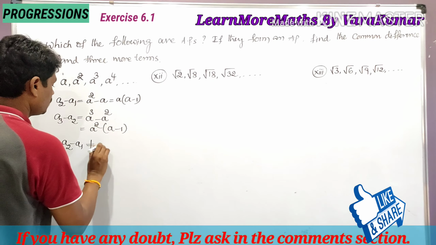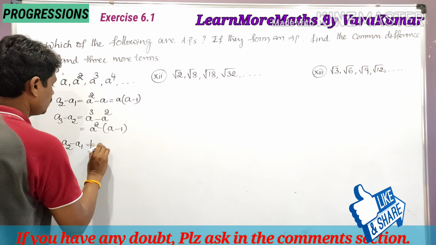So here a2 minus a1 is root 2. Next, a3 minus a2 is equal to root 18 minus root 8. Root 18 can be written as 9 into 2, and root 8 can be written as 4 into 2. So root 9 into 2 becomes 3 root 2, and the other becomes 2 root 2. So 3 root 2 minus 2 root 2 is again root 2, student.